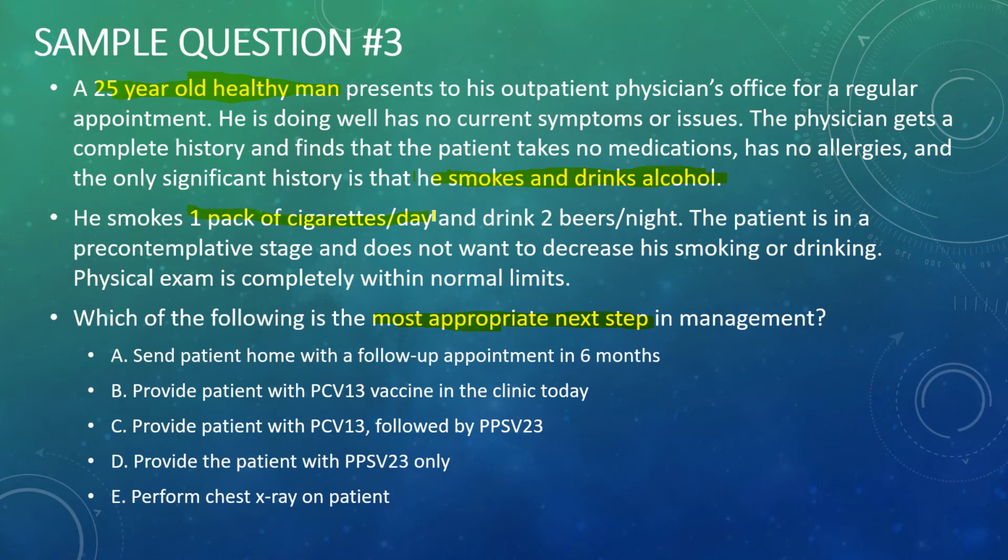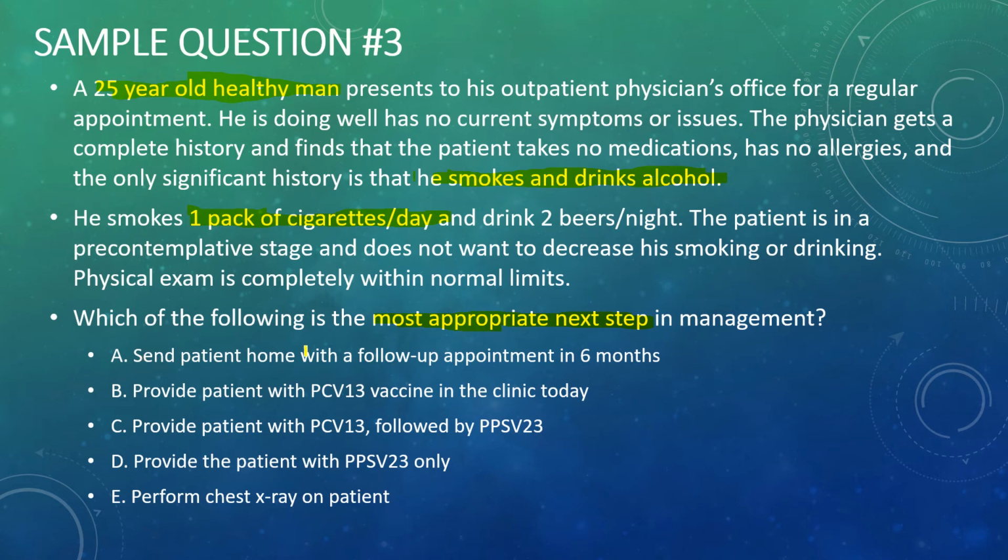So he's an active smoker. I think you remember from the last slide what that means. And drinks 2 beers a night. Patient is in a pre-contemplative state, so he's not ready to quit. And physical exam is completely within normal limits. So what are we going to do here? We have a patient who's 25 years old and smokes a pack of cigarettes a day. So does he need some vaccination?